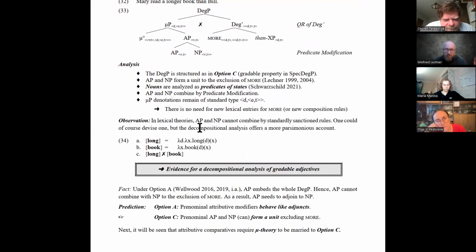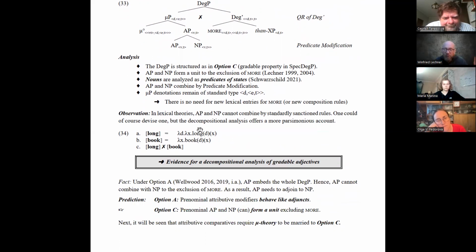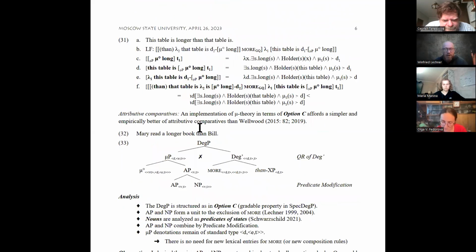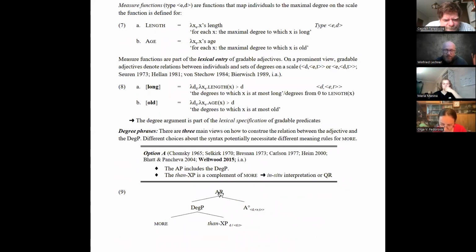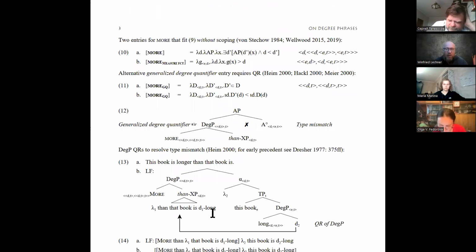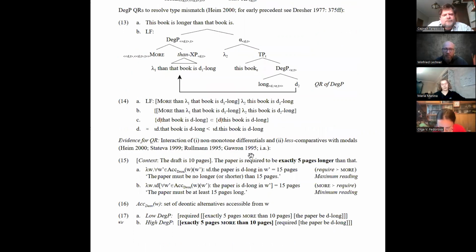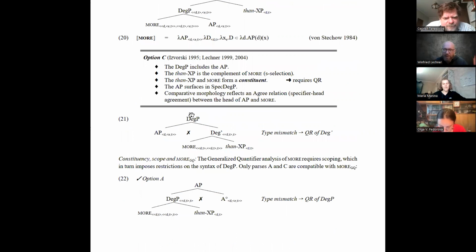Now let's look at various consequences of that particular setup. We have three options of construing the relation between the functional structure and the adjectives. On option A here, the AP contains the degree phrase. On option C here, it's the other way around. The degree phrase contains the AP. Okay.